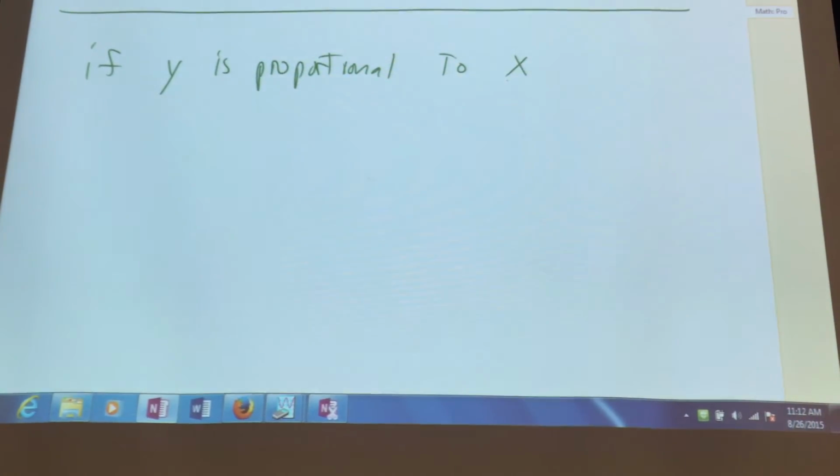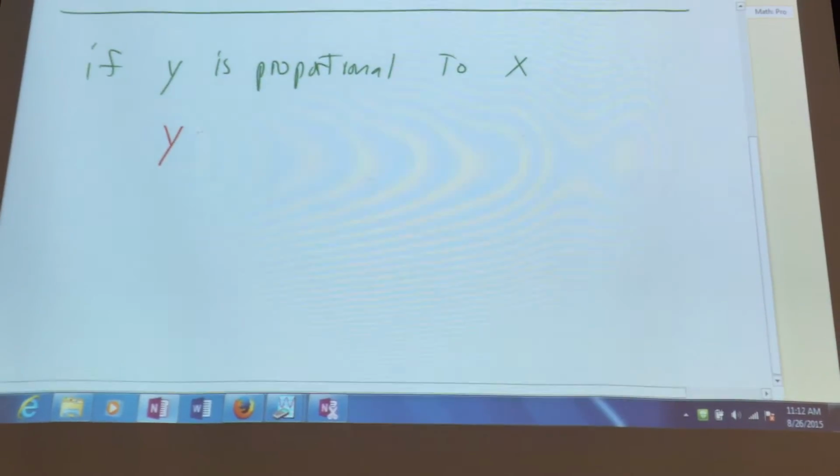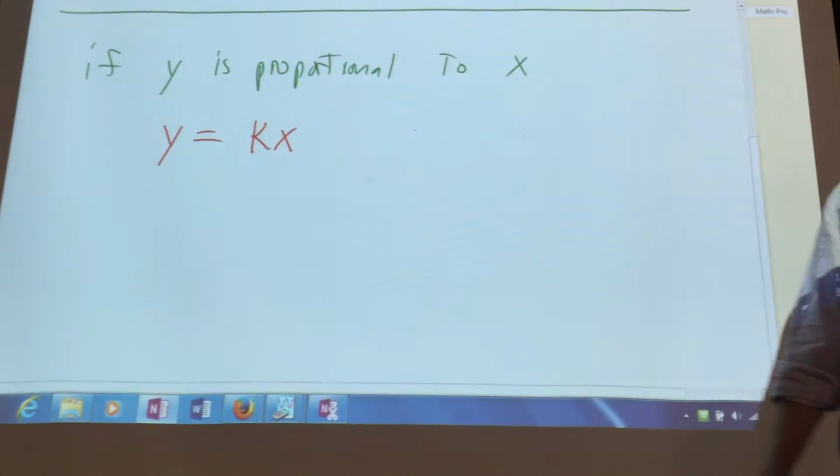Y equals kx, and k is the slope. Y equals kx, sure, that's a nice way of expressing that. We can say y is equal to k times x, where k is some number. K would be known as the slope, yes. There's another way to express this without k, which comes up a lot.